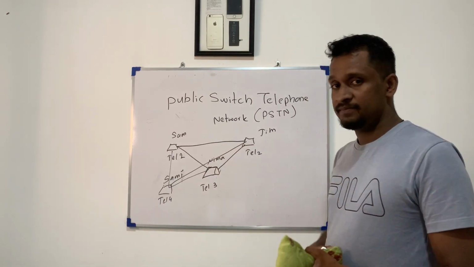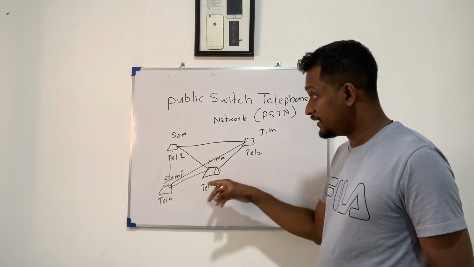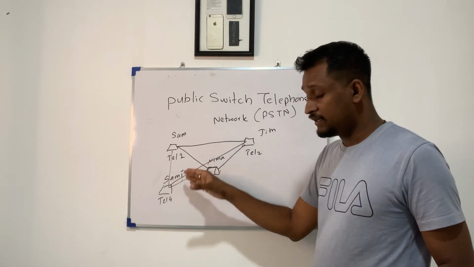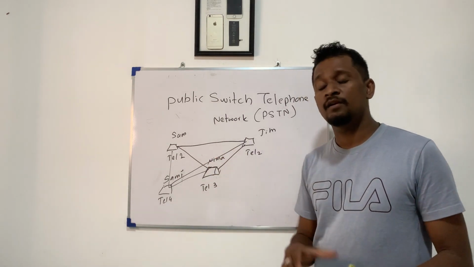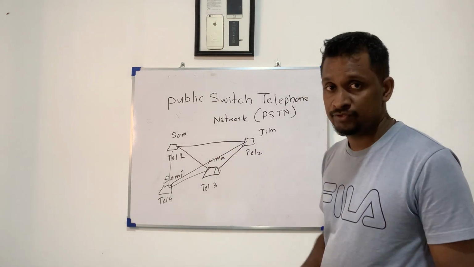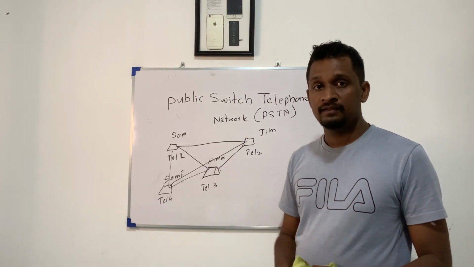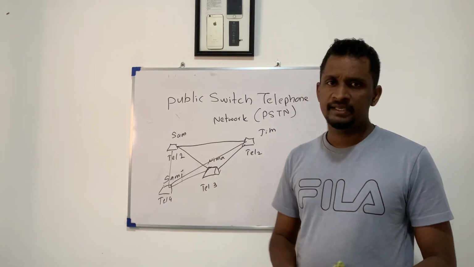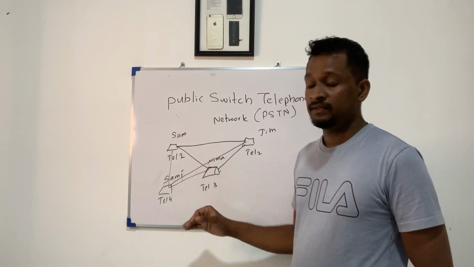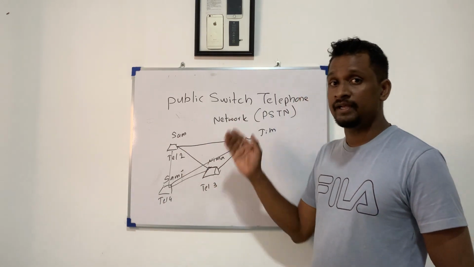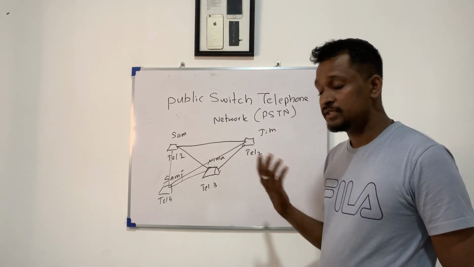Looking at this picture, you can understand that each and every telephone is connected using separate wires. This is a very difficult task, because nowadays we are using thousands of telephones together and communicating with people without mixing each other. So as a solution for this matter, a new technology was introduced called the public switch telephone network.